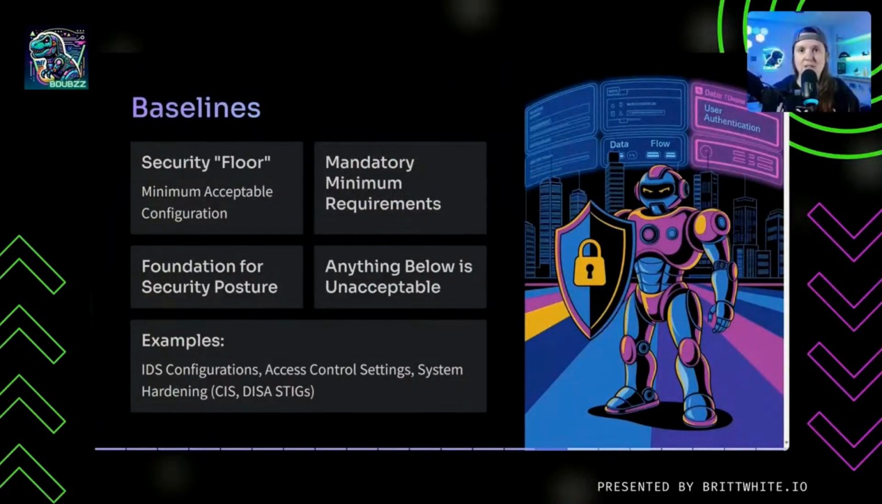You might have heard of the CIS benchmarks or DISA STIGs. Those are both examples of well-known and widely used sets of security configuration baselines. These are the predefined sets of recommended security settings and configurations that you can use to harden operating systems, applications, and network devices to a minimum acceptable security level. The bottom line for baselines is that they are the minimum acceptable configurations. The security floor, we're making sure we're at least meeting a minimum bar.